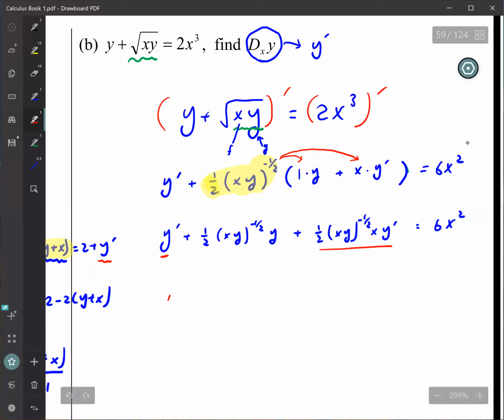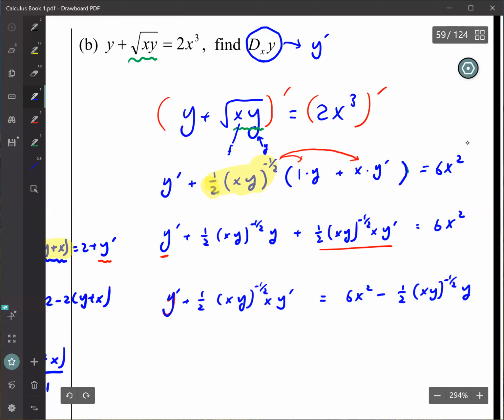So you would have y prime plus half xy to the negative half times x, y prime, equal to 6x squared minus half xy to the negative half y.